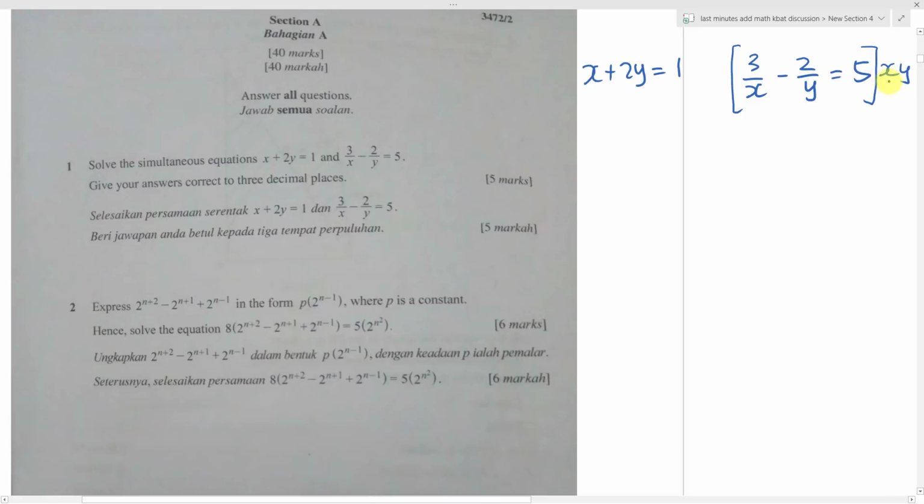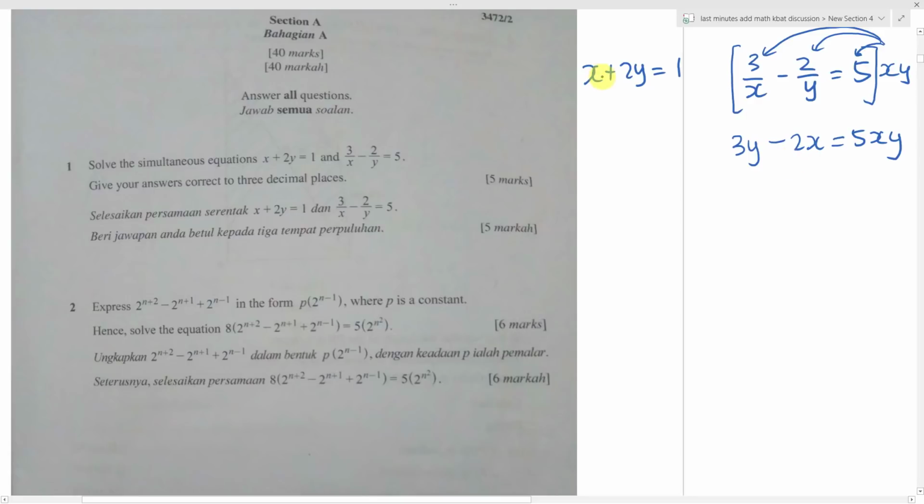When I say I multiply everything by xy, it means my xy is going to multiply the first term, the second term, and the third term. If I have 3 over x multiplied by xy, the x and x I can simplify, leaving 3y. Then 2 over y, the y and y I can simplify, leaving 2x. And then 5 multiplied by xy gives 5xy. This is my favorite way, which I think is the faster way to solve this kind of equation, so I'll leave it like this.